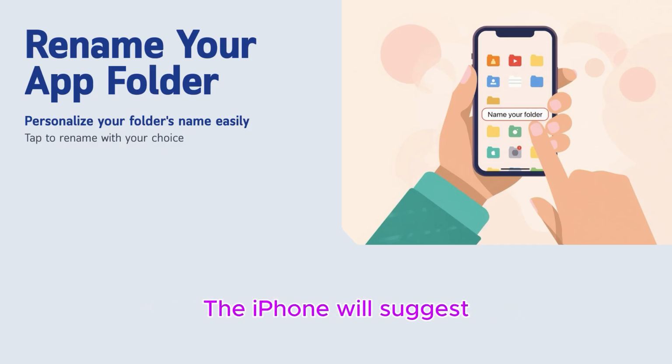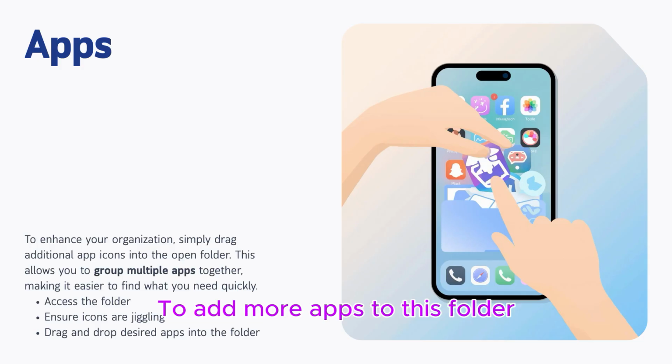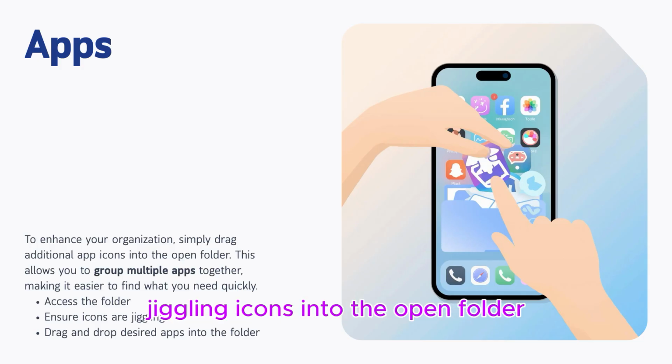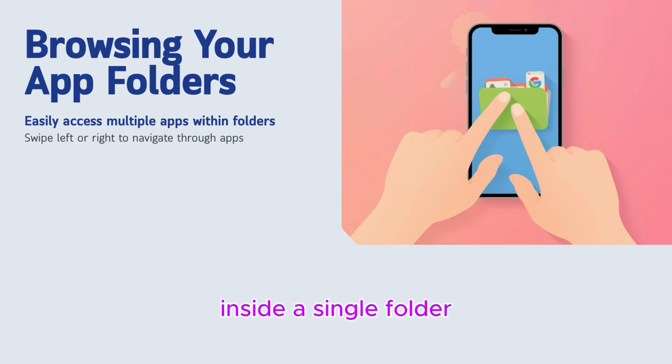The iPhone will suggest a folder name based on the app categories, but you can tap the name field at the top of the folder to rename it to anything you like. To add more apps to this folder, simply drag additional jiggling icons into the open folder. You can have many apps inside a single folder, and you can swipe left and right inside the folder to access different pages of apps.